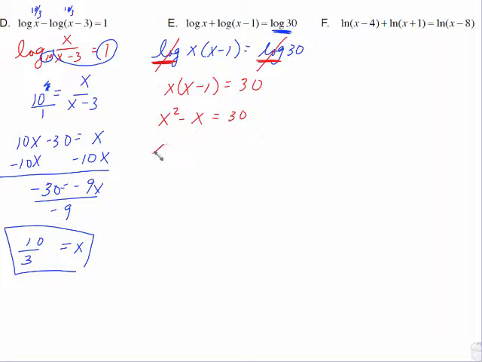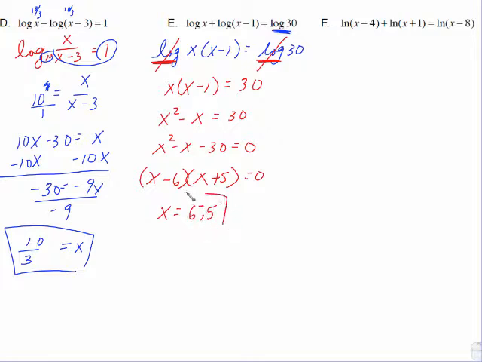It is a quadratic equation, so I've got to have everything on one side equal to 0. This factors as x minus 6, x plus 5. And keep in mind, at this point, I could use the quadratic formula. It's just that factoring is faster. If you don't factor very well, the quadratic formula will work. It just takes more time. So we have these supposed solutions, 6 and negative 5.